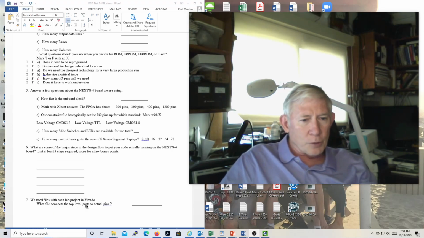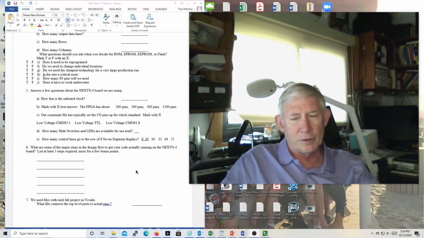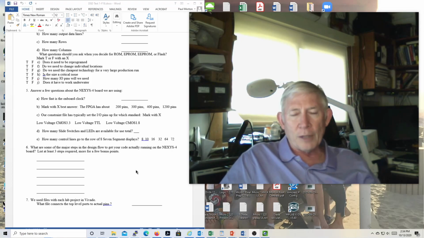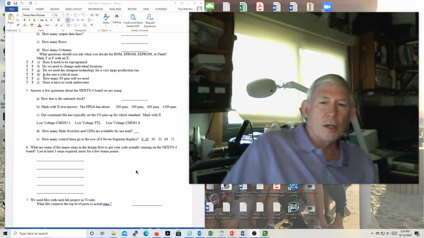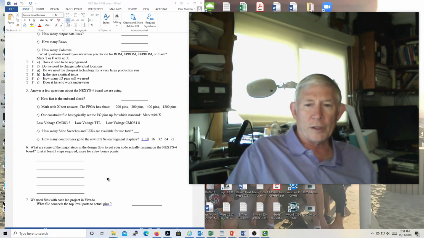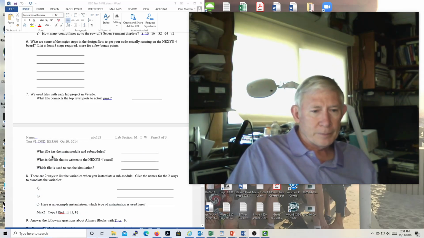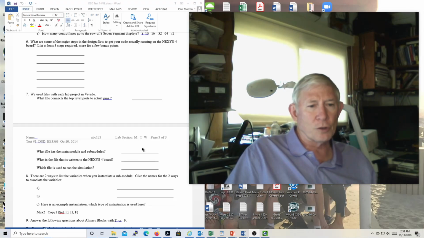We use files with each lab project in Vivado. What file connects the top-level ports to actual pins? That's the constraint file, right? And in fact, where do you find out whether the pin's an input or an output? You find that in the top module's port list. What file has the main module and submodules? Well, that's your source file, unless you have multiple source files, and then you'd have to talk about that.